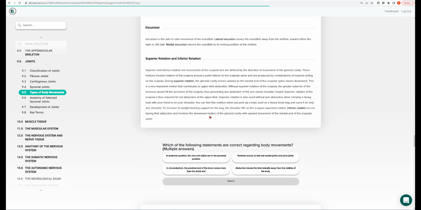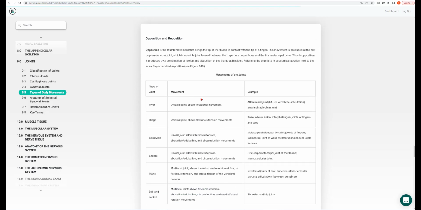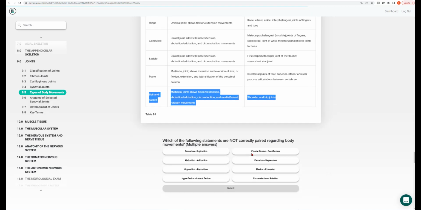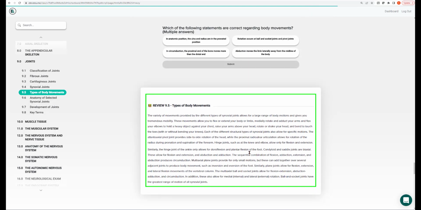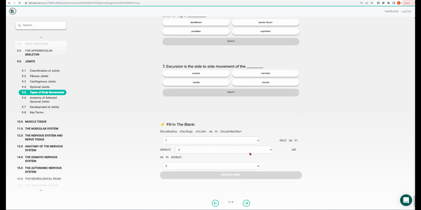So take a look at these, read through these, watch the videos, and then here is a table that will help you understand what each of these different types of joints can do, and the primo example. Again, you want to know pivot, hinge, and ball and socket. Those are the three that you want to know the most about. That brings us to the end of 9.5. Again, review the questions and the vocabulary checkup.